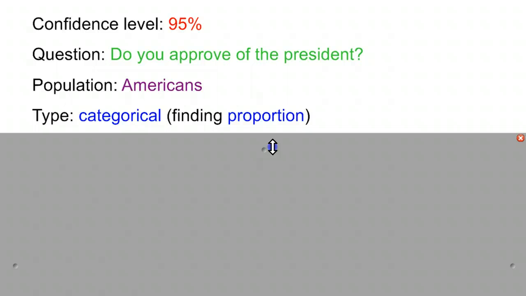The type of data that we have: do you approve or do you not approve? It's a yes-no question. We're looking at categories. Do you fall into the yes or the no? And we're trying to find the proportion that do approve, that say yes.